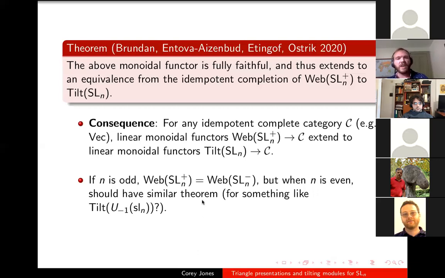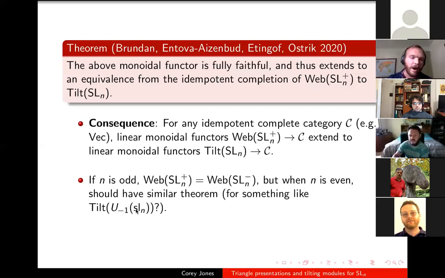And then this is just a side remark. If n is odd, of course, these are the same thing, but you might ask what happens for web SLN minus when n is even. And the claim is that you should have a similar theorem. I don't exactly know what to put inside this tilting module bracket. It should be some kind of U minus 1 of SLN integral form reduced mod p. I'm not exactly sure what it is, but there should be something there. And if anyone has any ideas, I would love to hear what you think should go there. Anyway, great.